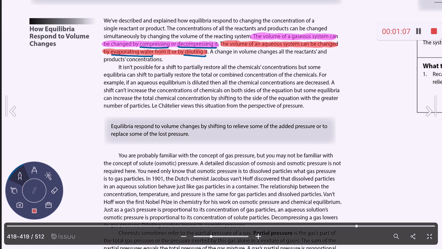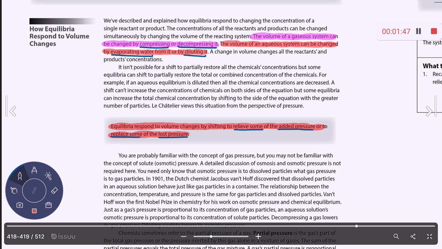And whenever we change the volume, aren't you also changing the pressure, because aren't pressure and volume inversely related? Because you learned about that in the gas chapter. So what's going to happen is the chemical reaction that's at equilibrium will shift when you make volume changes to relieve some of the added pressure, or they will replace some of the lost pressure. And we can actually predict which direction we will shift based upon the volume being increased or decreased.